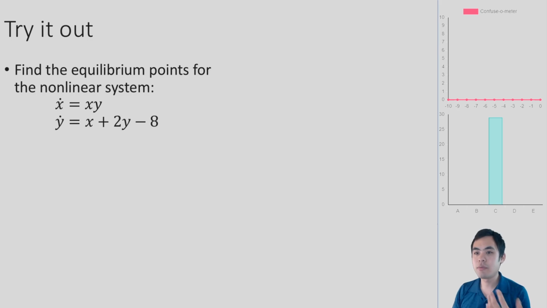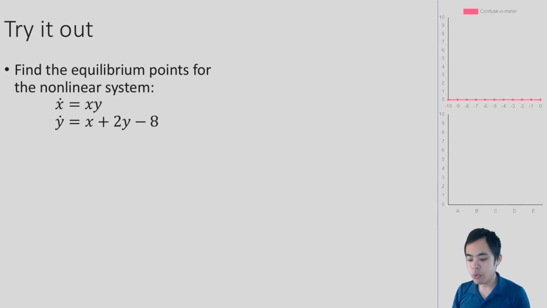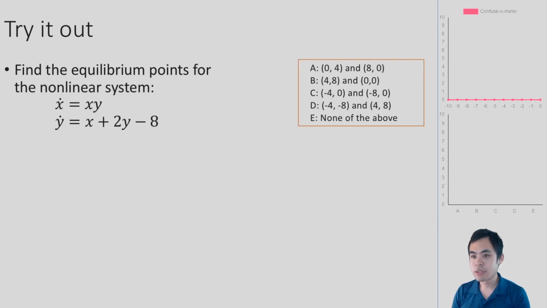So I chose a relatively simple system, and I'm going to ask you a series of questions. So the first one is, let's talk about what the equilibrium points are for this nonlinear system. I've given a couple of choices here. Remember, an equilibrium point is when both x dot and y dot are equal to 0. So which of these are equilibrium points for this nonlinear system?